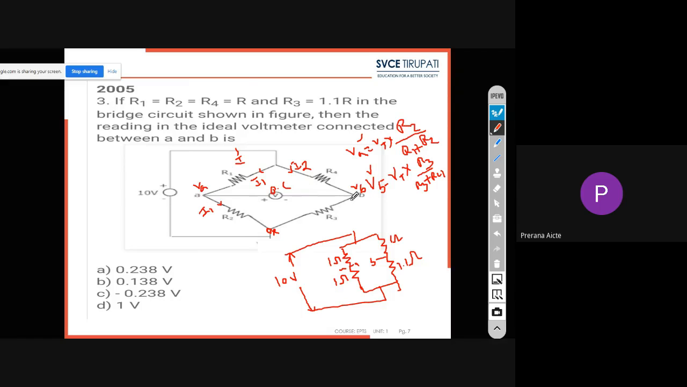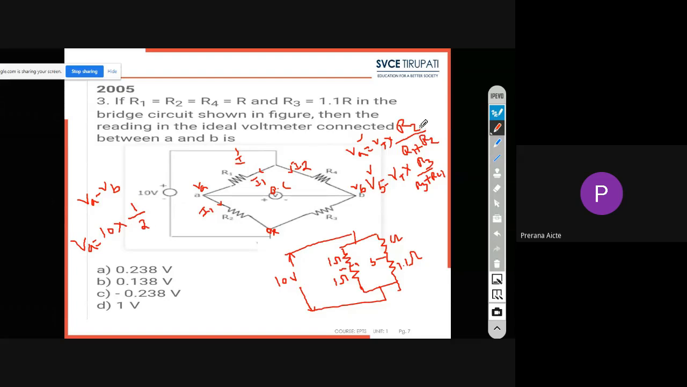So what is the voltage drop between A and B formula? VA minus VB. They are asking for the voltage between A and B, so that is nothing but VA minus VB. Just find the VA value first. What is the VA value? Total voltage is 10 into the resistance value, 1 divided by 1 plus 1, which is 2. So what is the VA value?